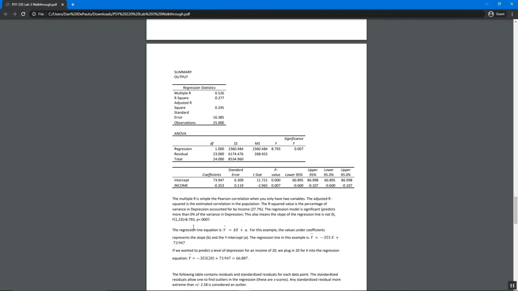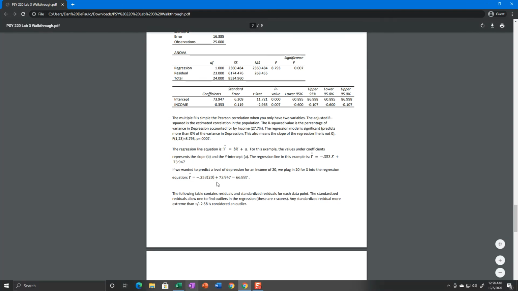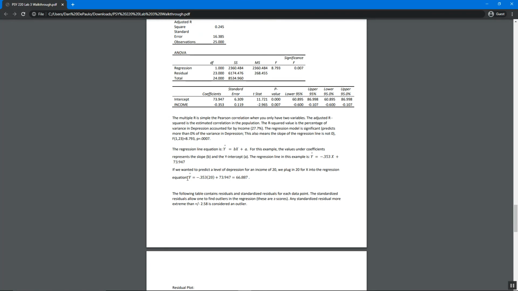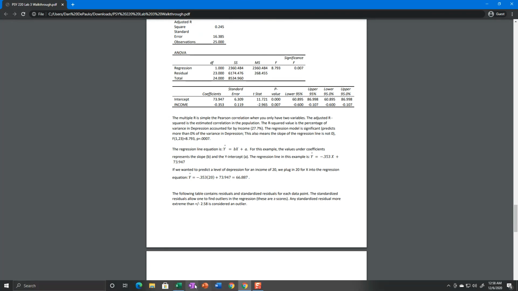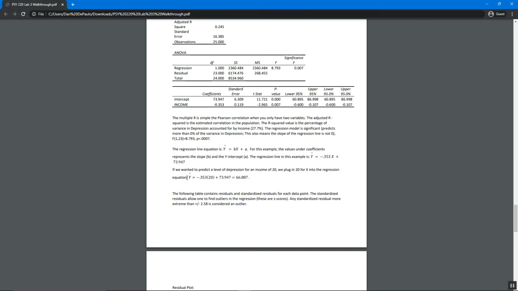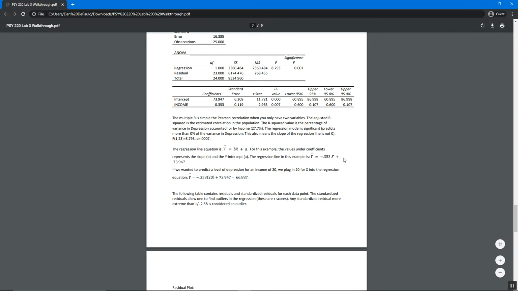And I have that all written down here. I actually wrote the hat on the Word document. So if you want to look at what this looks like with the y hat, here's the equation actually. Negative 0.353x plus 73.947.